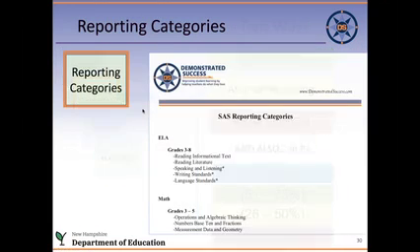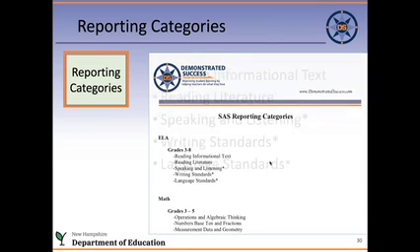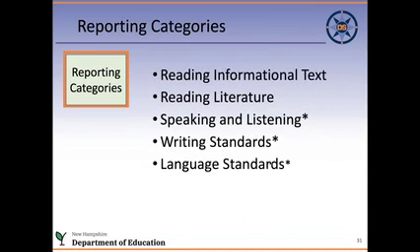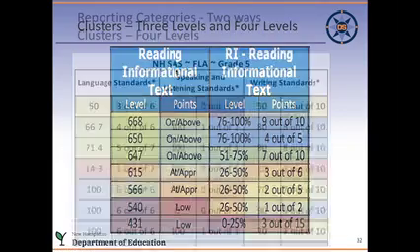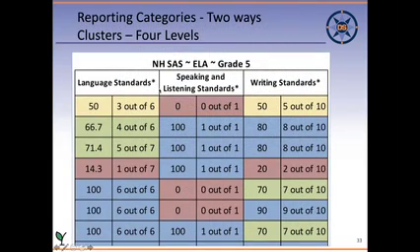I think I'm going to skip that part for now. So this is the document that will show you the reporting categories, and you have that on the demonstrated success site, so you can download that. For reading, it's reading informational text, reading literature, speaking and listening, and writing and language. These are the 2 main ones, reading informational text and literature.